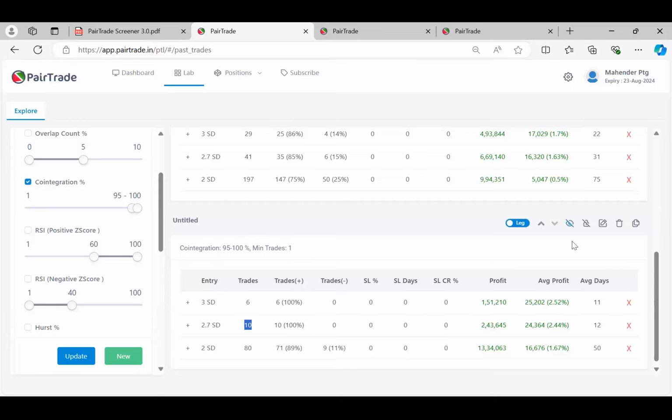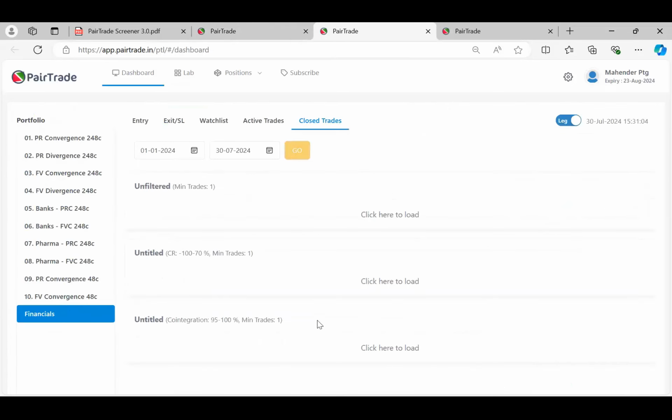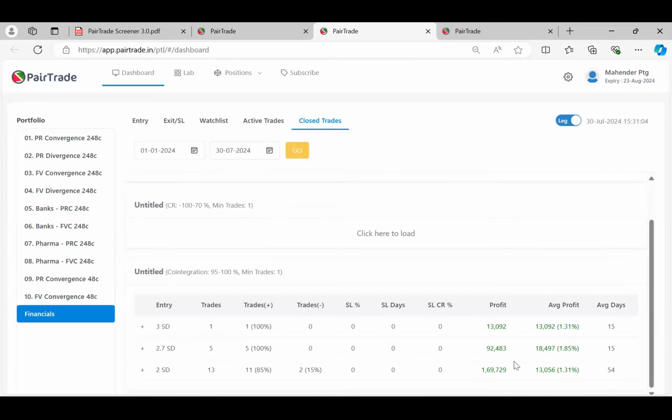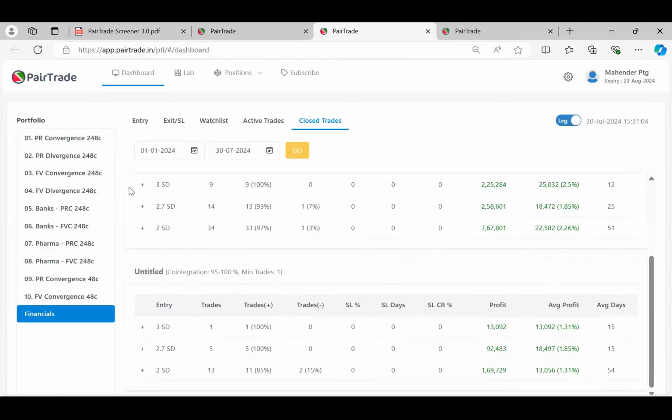I can enable this. I can add to the watch list. Again, refresh this one. So if you are using cointegration, we still got like 19 trades this year, and yeah, good returns, 1.85, 1.31%. So it's okay. Comparatively, if you see here, the number of trades are a little higher and the overall returns are also much higher compared to the cointegration.